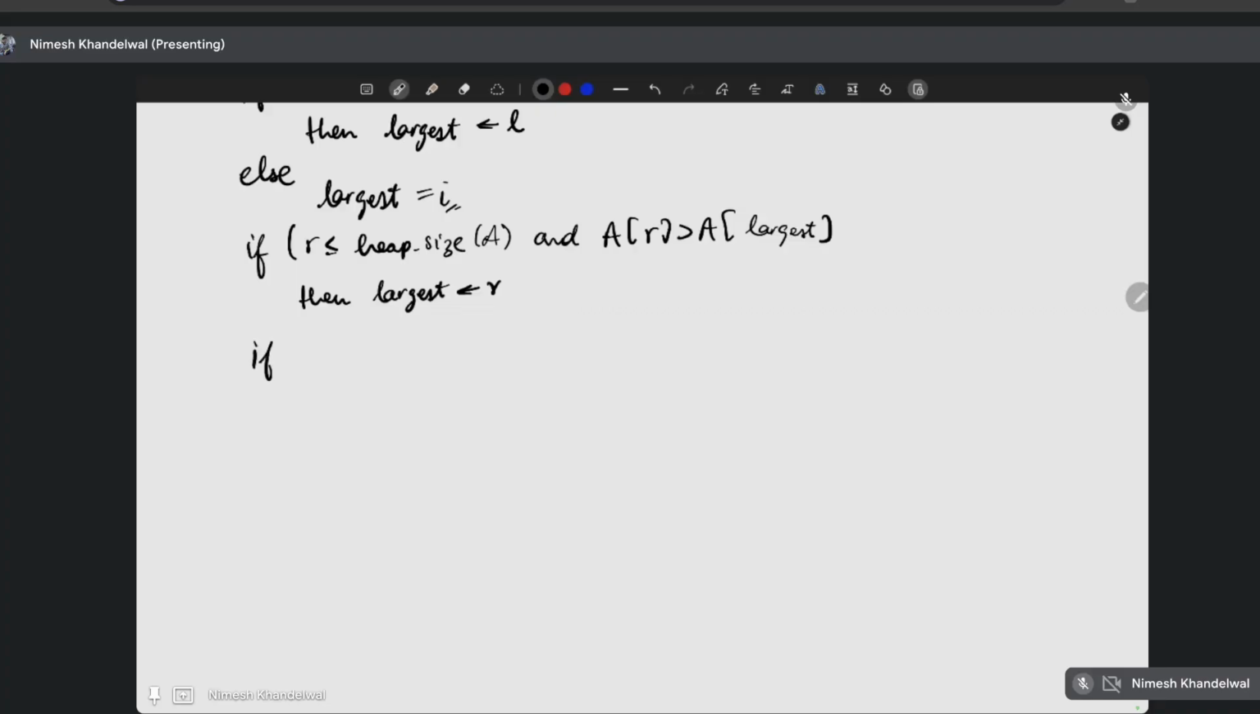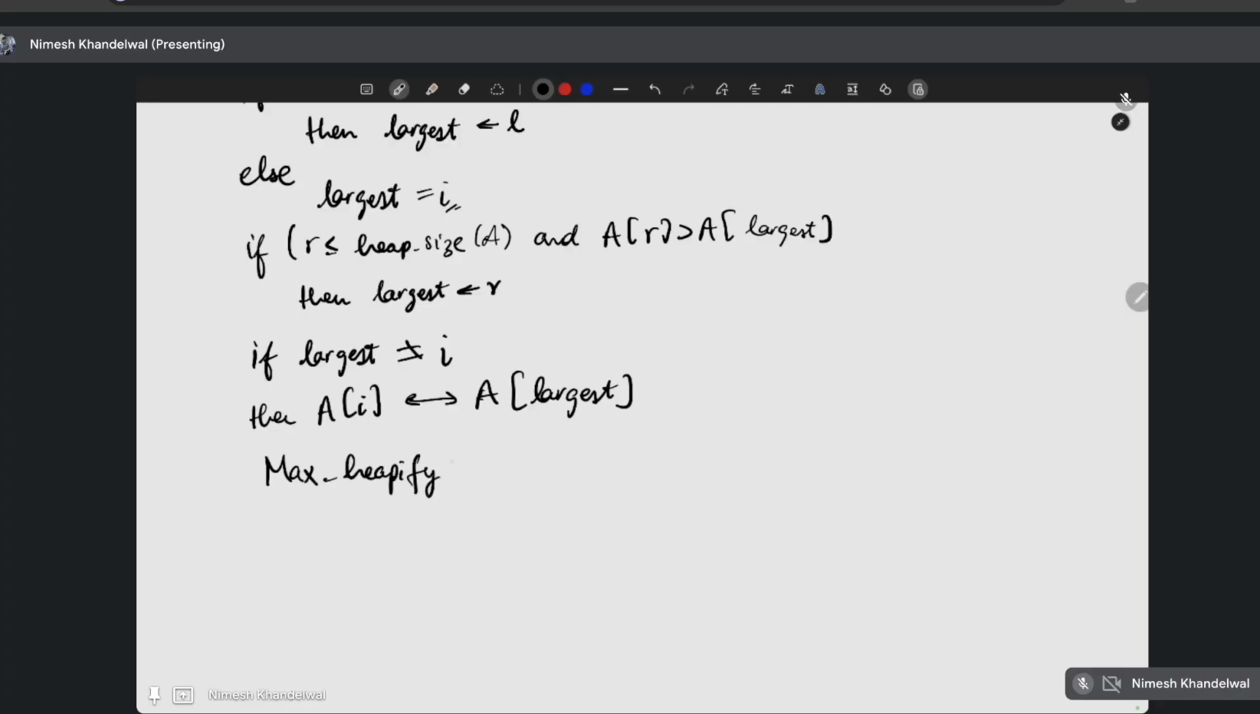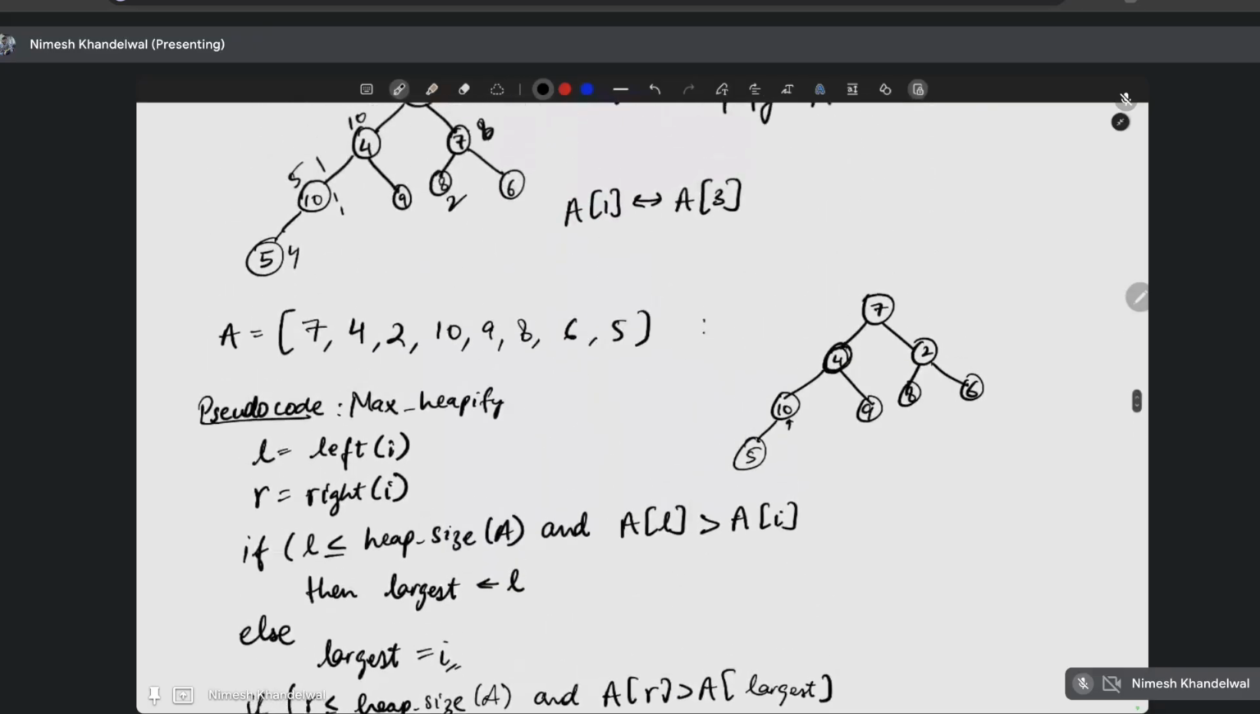Right. So now we check if largest is not I, then we exchange A of I and A of largest, and then at the end we perform max heapify on A at the subtree starting at this index largest, right?